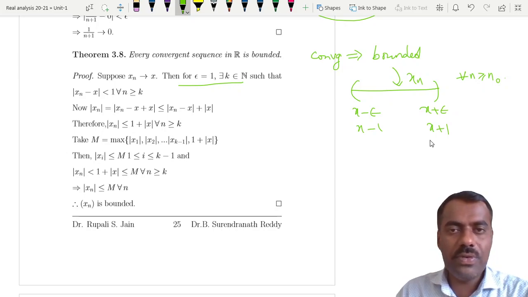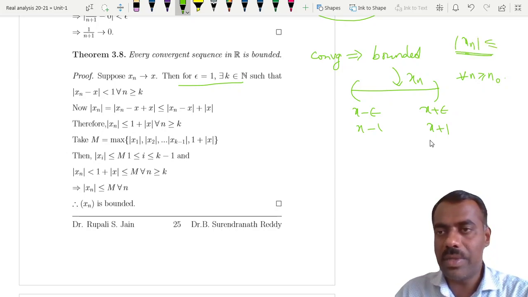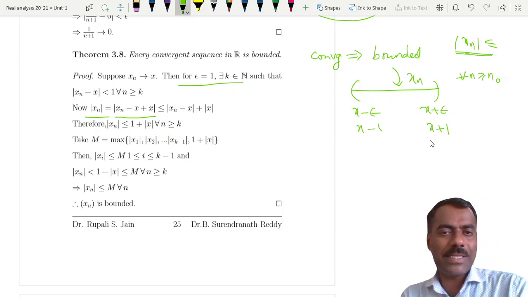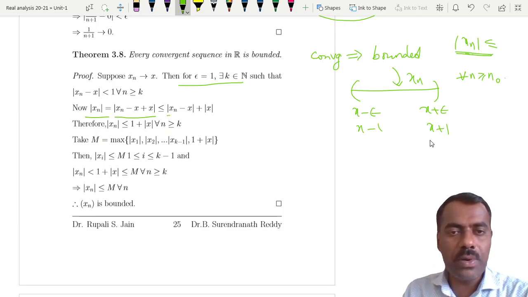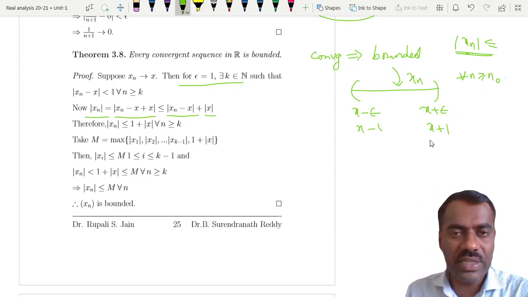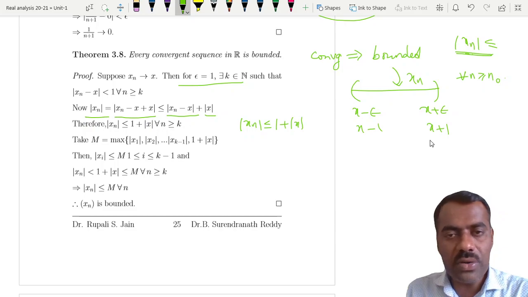Now, because we want to show that mod xn is less than or equal to something, we want to evaluate this value. So we can write mod xn as mod of xn minus x plus x, and by triangle inequality this is less than or equal to mod xn minus x plus mod x, right? Okay, this is given, as x is a fixed real number, so there is no problem about this. So we want to only talk about mod xn minus x. Can we make it less than or equal to something? Okay, because for all n greater than or equal to k, mod xn minus x is less than 1, what we are getting here is mod xn is less than or equal to 1 plus mod x, but this is not true for every n. This is true for all n greater than or equal to k, right?